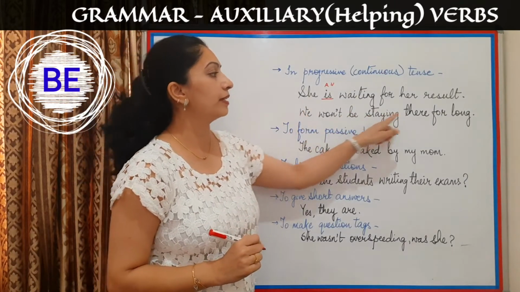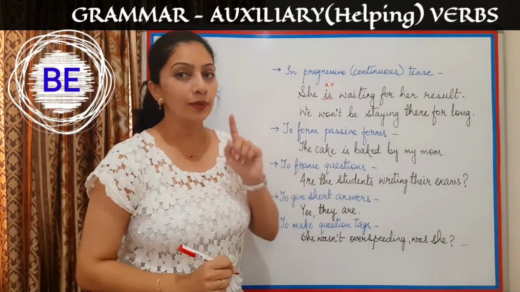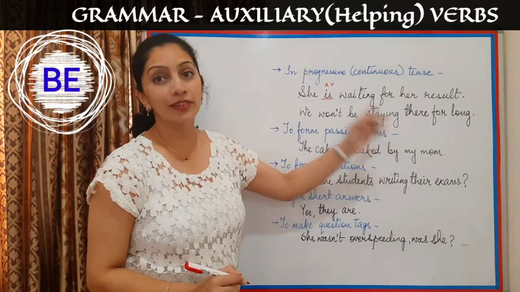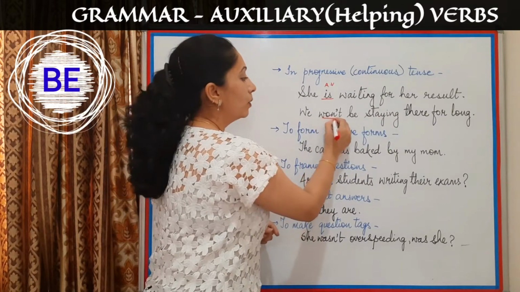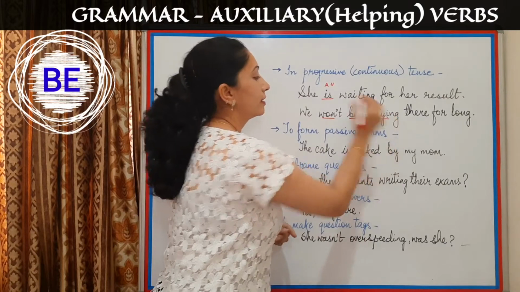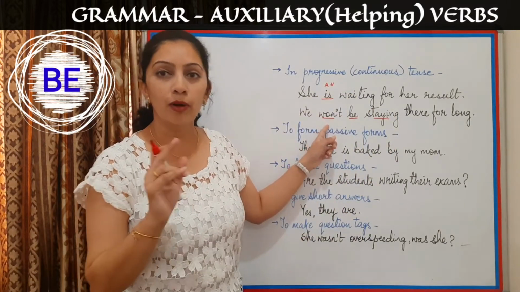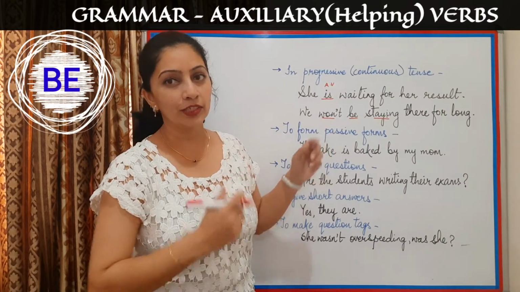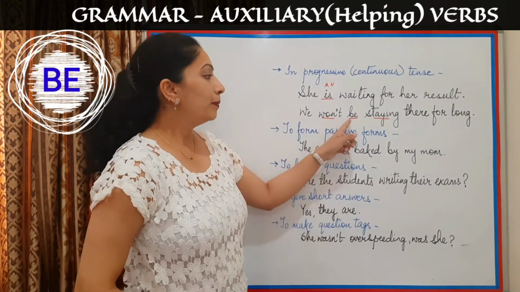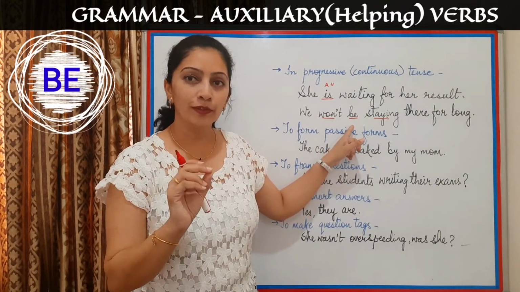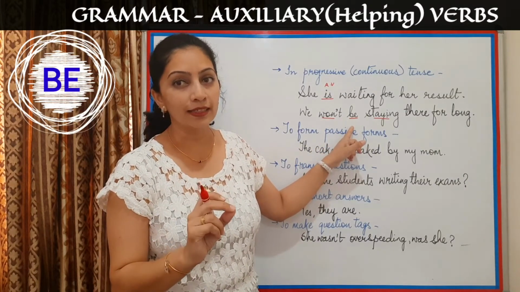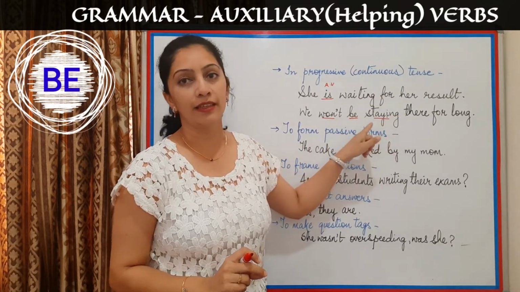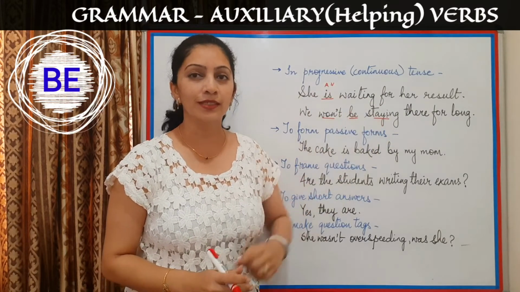We won't be staying there for long. Now look here, there are maybe three types of verbs here: won't, be and staying. Won't is a modal auxiliary verb. Modal verbs also act as auxiliary verbs, as we just saw in the table. Be is the basic form of auxiliary verb, which is acting here as the helping verb, and the main verb here is staying, which is in the continuous form.